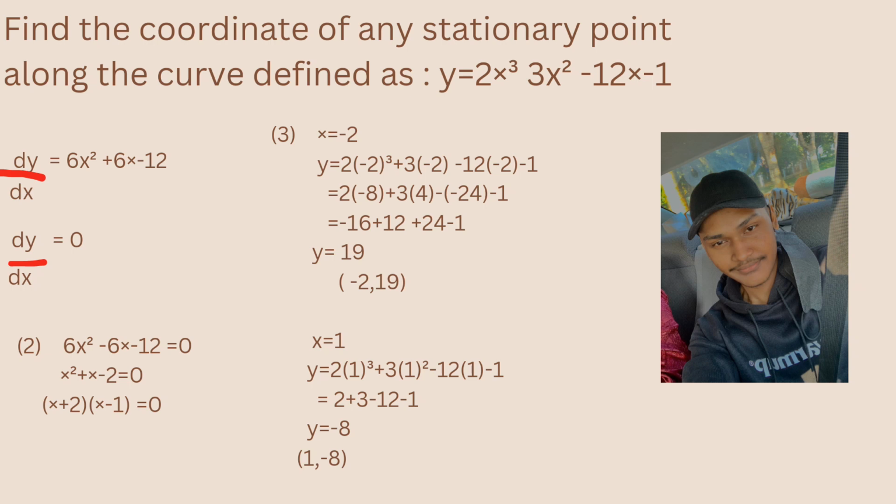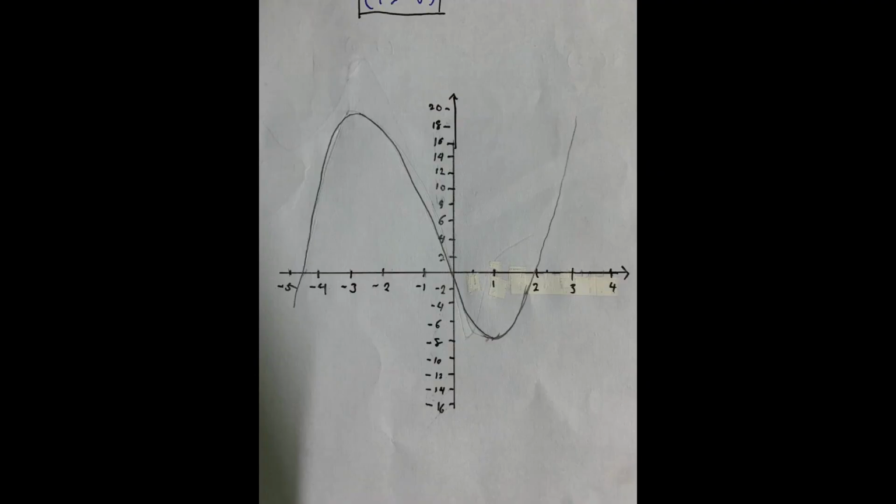After that we find the y coordinate for x equals 1. y equals 2 times 1 cubed plus 3 times 1 squared minus 12 times 1 minus 1. Then we get 2 plus 3 minus 12 minus 1. So the answer will be negative 8. So this is the graph that we get.